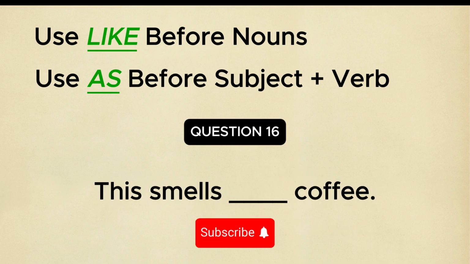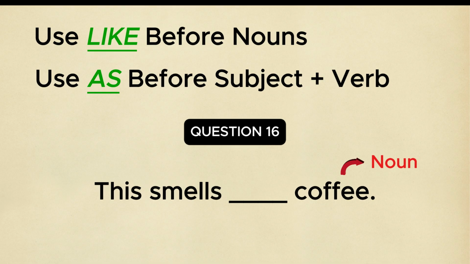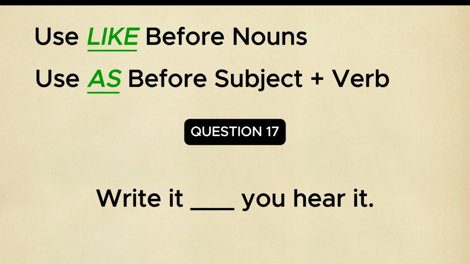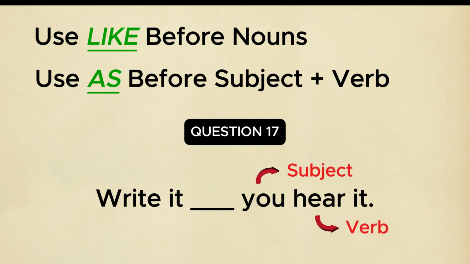16. This smells blank coffee. This is a noun. The answer is like. 17. Write it blank you hear it. This is a subject plus verb. The answer is as.